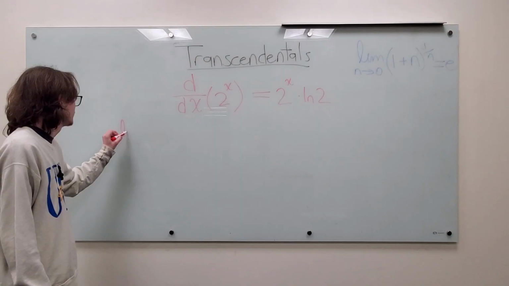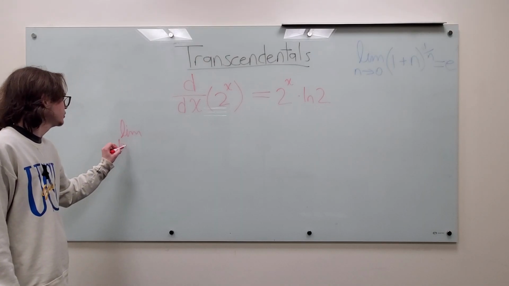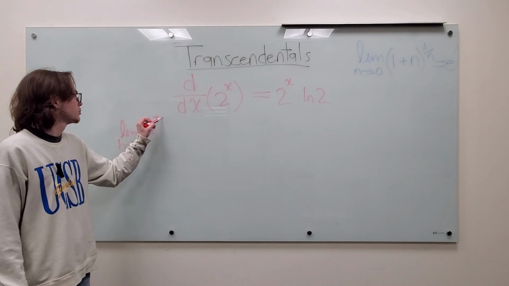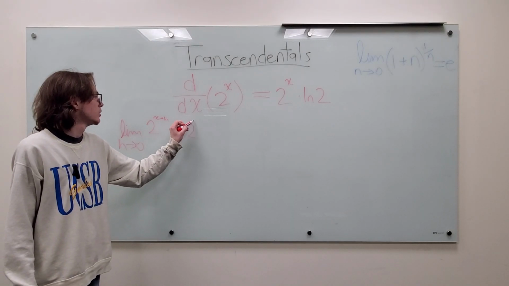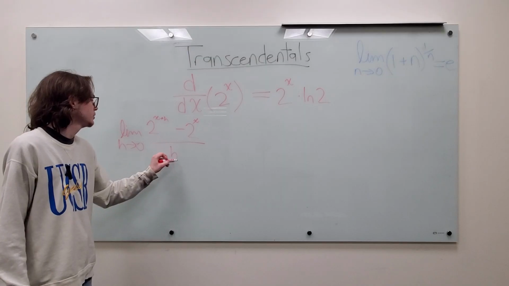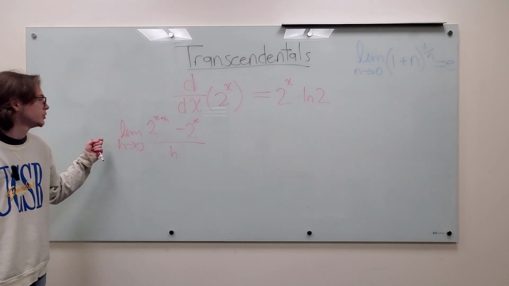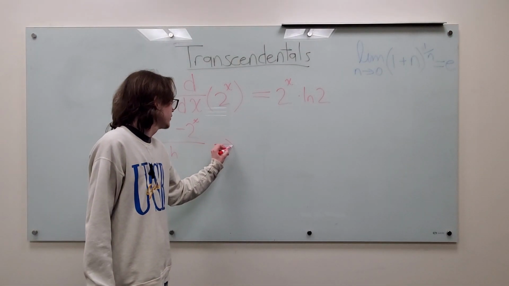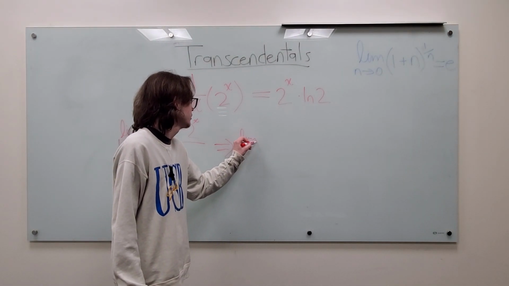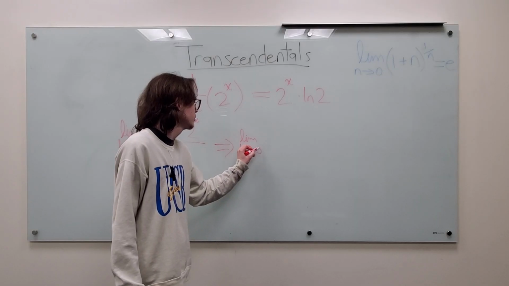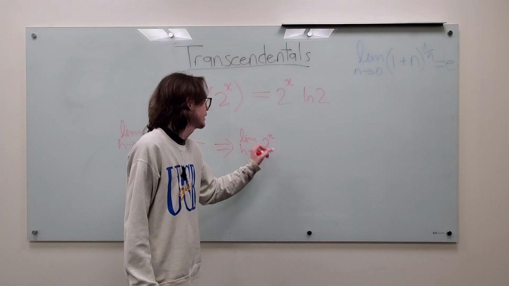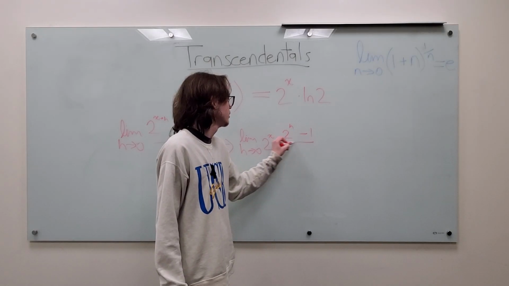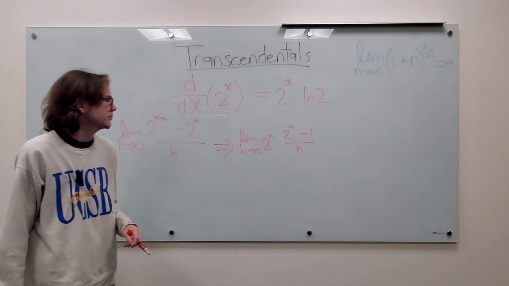We will say the limit as h goes to 0 of 2 to the x plus h minus 2 to the x all over h. Once again, we already know we're going to pull our 2 to the x out, bring it to the front. So this is going to give us the limit as h goes to 0 of 2 to the x times 2 to the h minus 1 all over h.